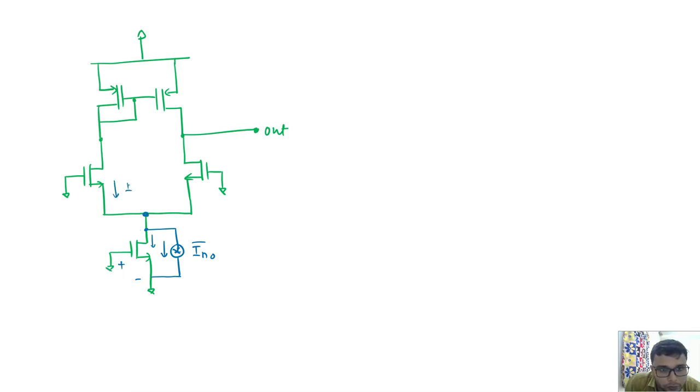So for this source, what is the current? IN naught by 2, and here also what is this? IN naught by 2. So this current is just copying here. This is IN naught by 2, and the entire current is flowing, whatever is entering here is going to this transistor M2. So overall, what is the short circuit noise current due to M naught? This is 0. So overall we can see that this device is contributing no noise at the output.